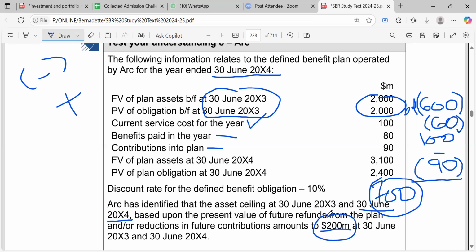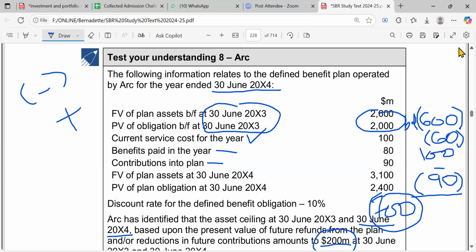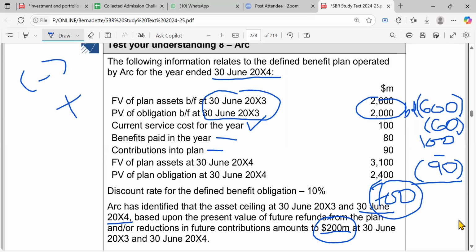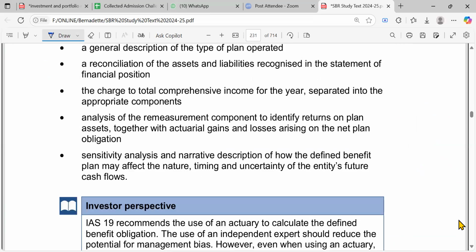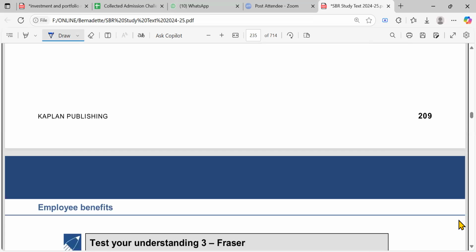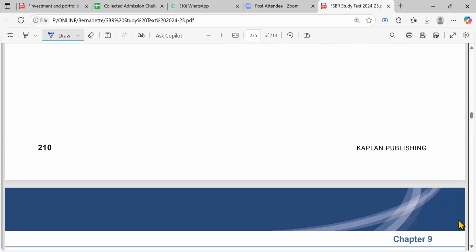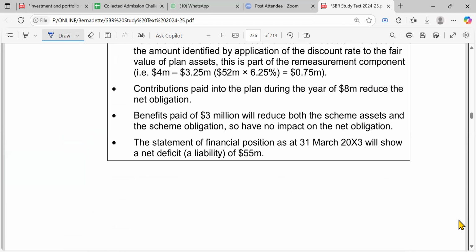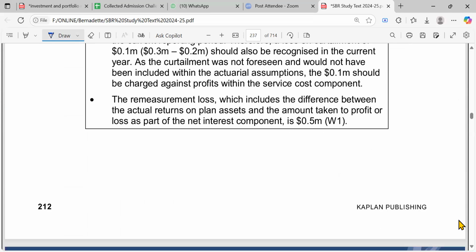So this question has incorporated the concept of asset ceiling into the full-fledged question, right? This is test understanding number 8. Let me try to remember, this is page 228. Among the topics you should get the marks quickly is this one. It doesn't have a lot of things. You just go chap chap and be done with it.